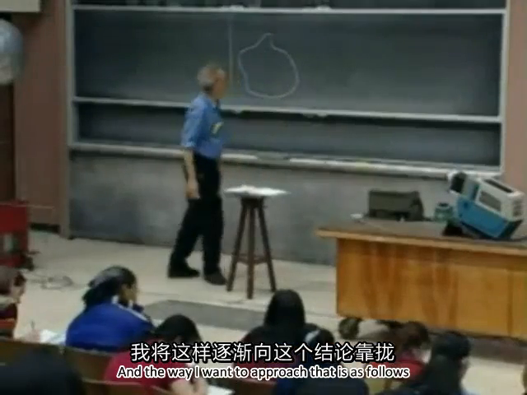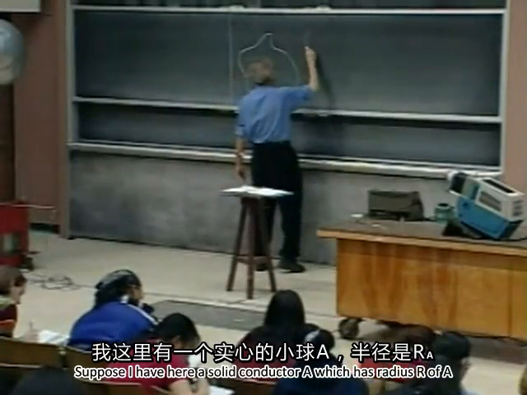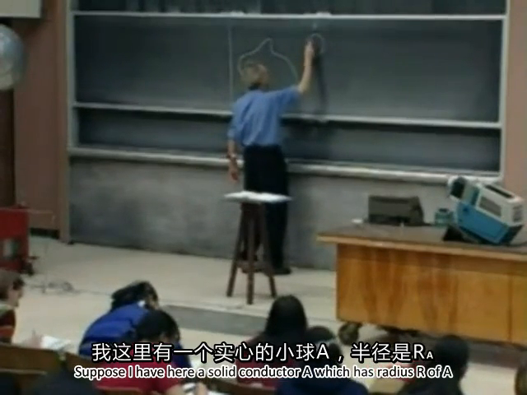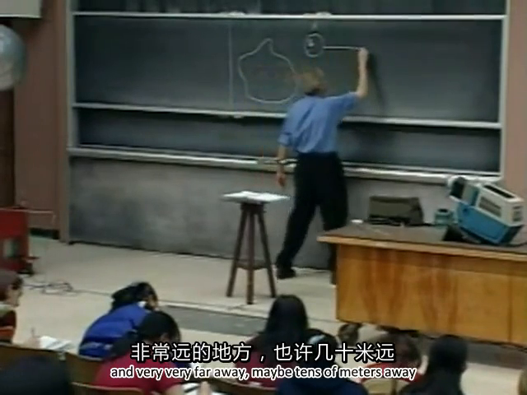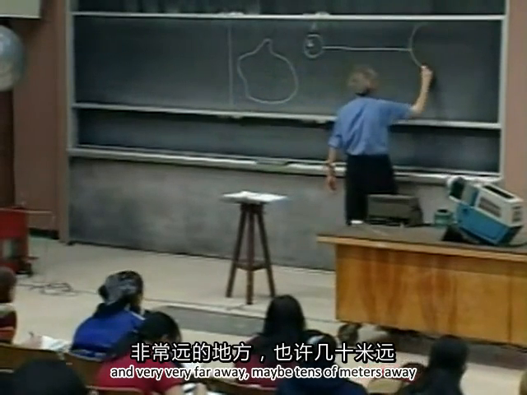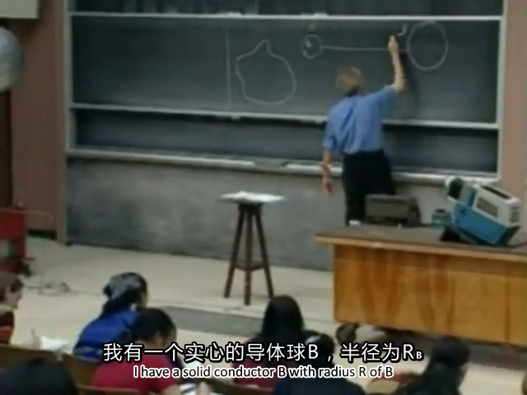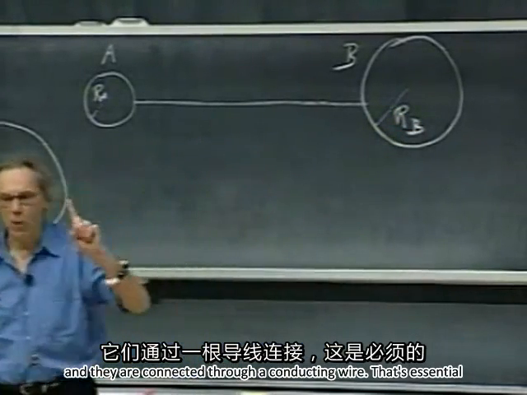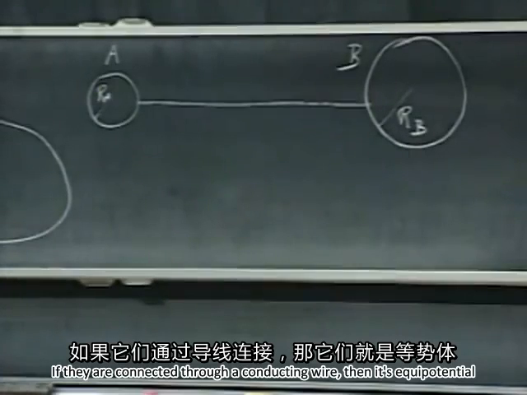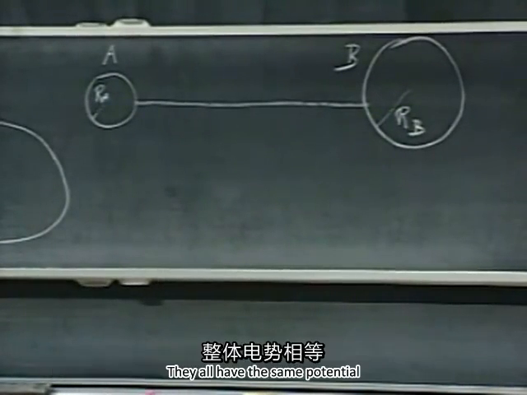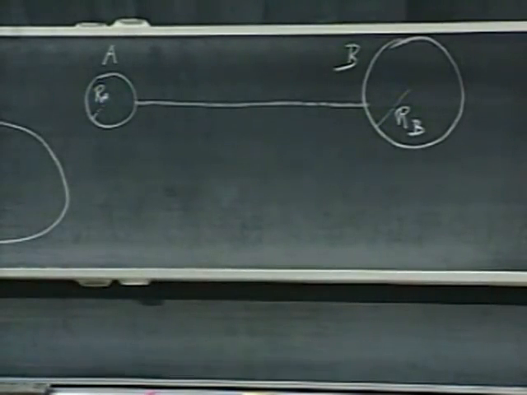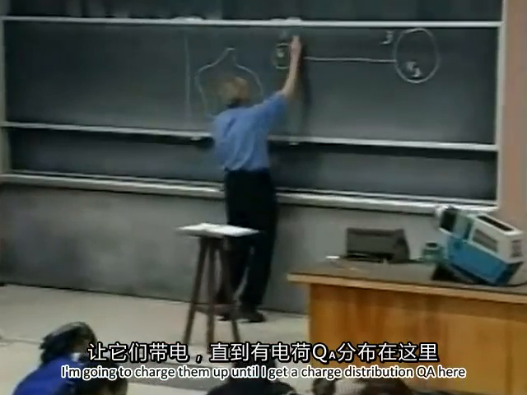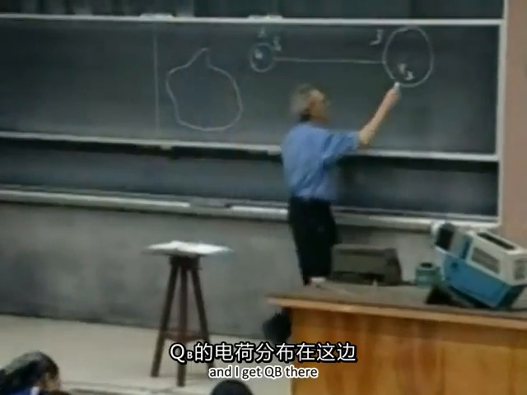And the way I want to approach that is as follows. Suppose I have here a solid conductor A, which has radius r of A, and very, very far away, maybe tens of meters away, I have a solid conductor B with radius r of B, and they are connected through a conducting wire. That's essential. If they are connected through a conducting wire, then it's equipotential. They all have the same potential. I'm going to charge them up, and so I get a charge distribution QA here, and I get QB there.